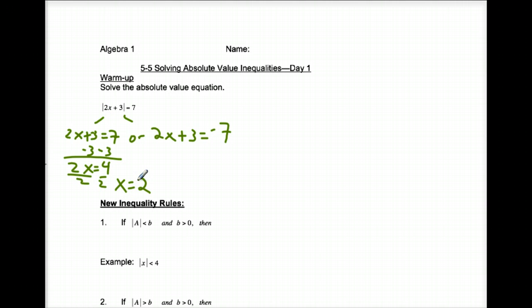Did you write it in interval notation? You don't really have to right now. I don't know if you can write equations in interval notation. You cannot write it compoundly, because it's an equation. It's not less than or greater than or anything.